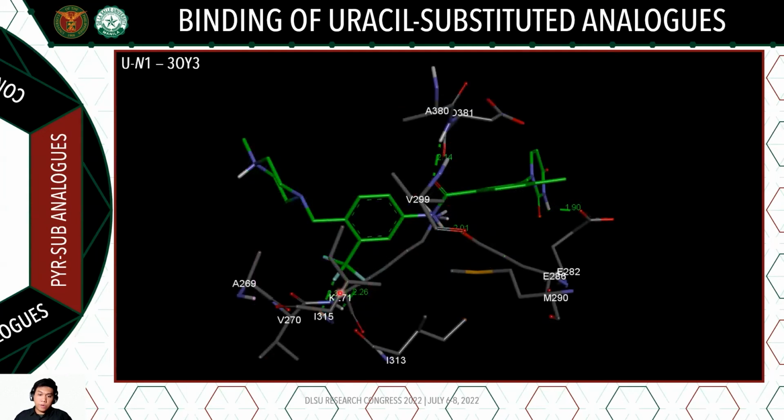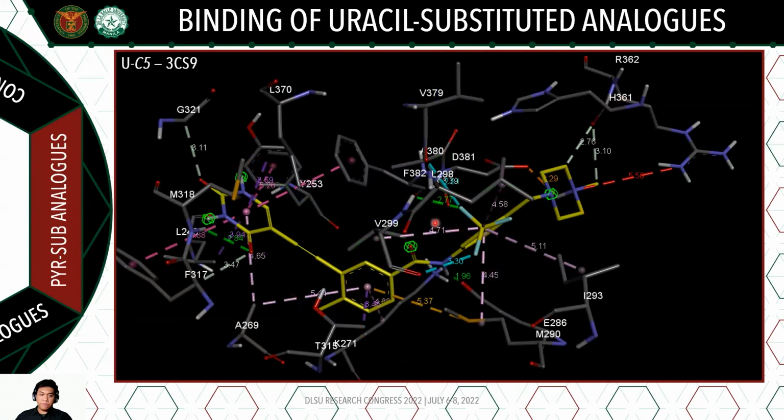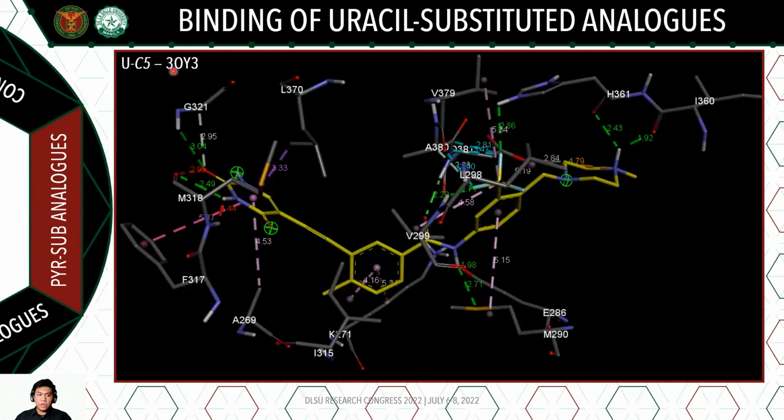For UN1 in 3OY3, it's similar to GN9. Its trifluoromethyl group interacts with these residues. However, its pyrimidine is smaller than the guanine, so it can only interact with the E282 carboxylate group. It cannot reach the histidine and isoleucine at these positions. This is UC5. So what's notable in UC5 is its interaction with the 3OY3 binding pocket, where you can see a new hydrogen bond with G321 and some repulsive interactions here.